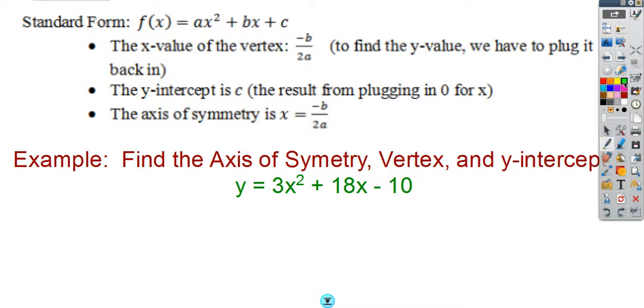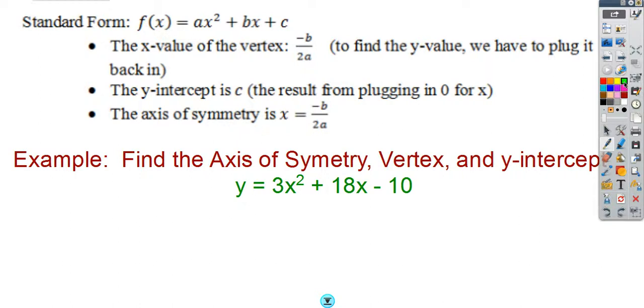Alright, so the standard form equation of a quadratic is f of x equals ax squared plus bx plus c. This is very similar to y equals mx plus b for a linear equation, except this is for quadratics now. The x value of the vertex is -b over 2a, and to find the y value, we have to plug it back in. And we're going to go over that in the example right below.